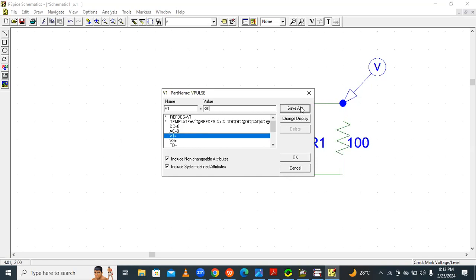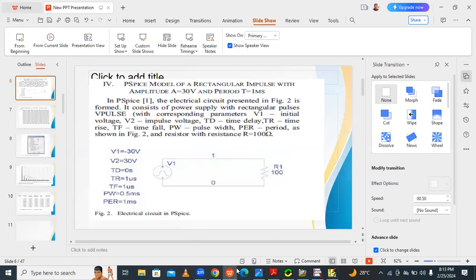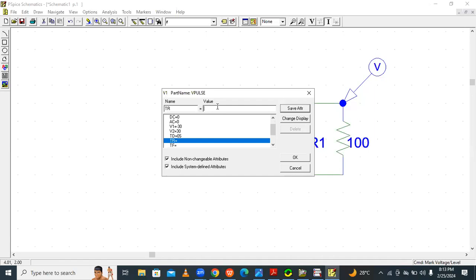The waveform changes, minus 30. V2 is equal to plus 30. And delay time is 0 seconds. Rise time is 1 microsecond. And then next TF is called fall time. Fall time is the same as the rise time, also 1 microsecond. Rise time and fall time are both the same.